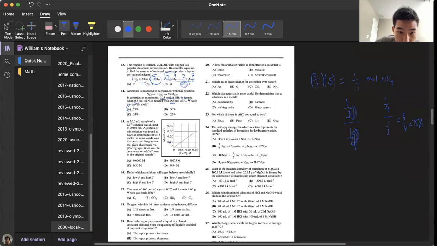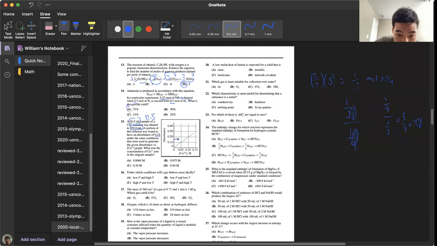Okay, this one looks like you need to know Beer's law, but you really don't. The important information is that you start with 20 milliliters, and then you go to 250. So what is that? That's a factor of 12.5, right? You get 12.5 times more dilute, or 12.5 times less concentrated. And then the absorbance is 0.15.